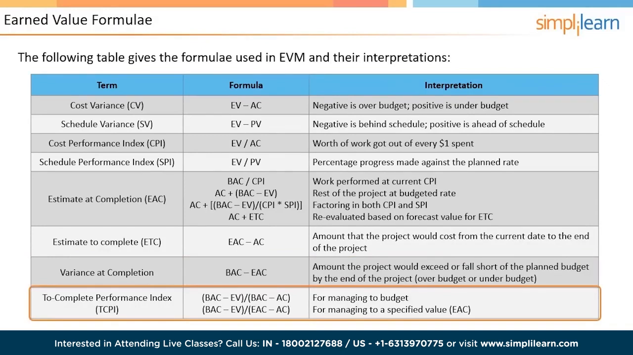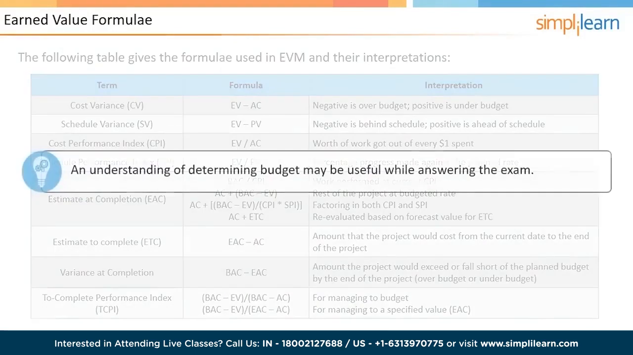Similarly, if it has to be managed within a revised target, say EAC, then TCPI is calculated as BAC minus EV divided by EAC minus AC. Before the start of the PMP exam, please make a note of the formulas of the earned value technique. In the next screen, let us look into a business scenario to understand this concept better.